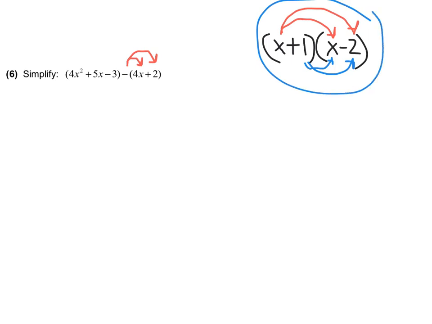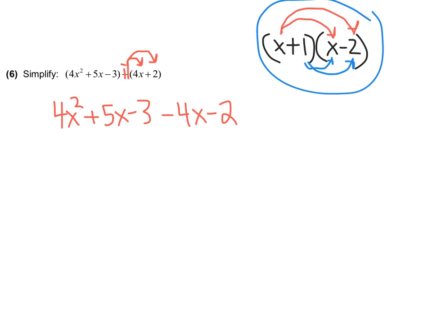This problem, there's a minus in between. So this is actually an easier problem. We'll just get rid of the parentheses. We have 4x squared plus 5x minus 3, and we'll just distribute the negative. So minus 4x minus 2, meaning it's like we're saying plus a negative 1. So negative 1 times 4x is negative 4x, and negative 1 times 2 is negative 2.